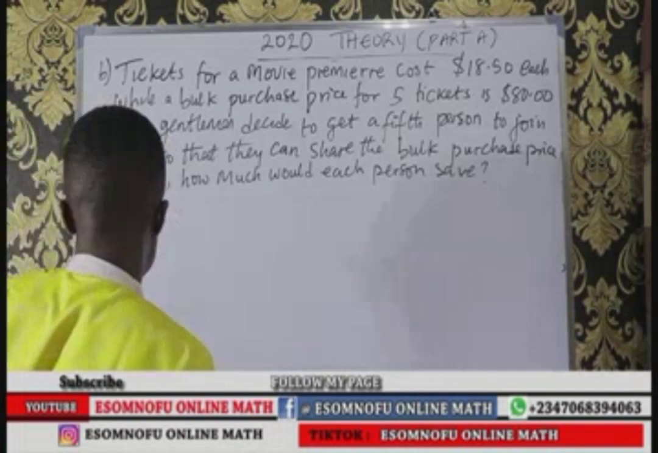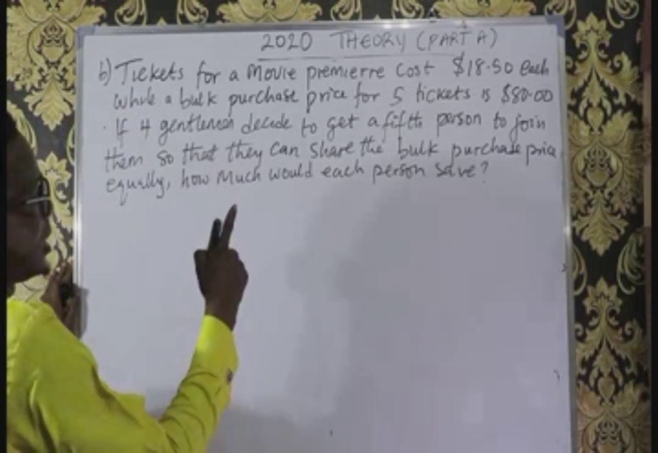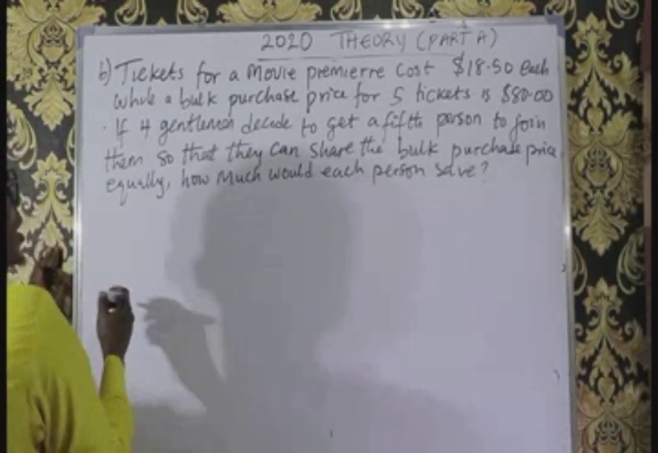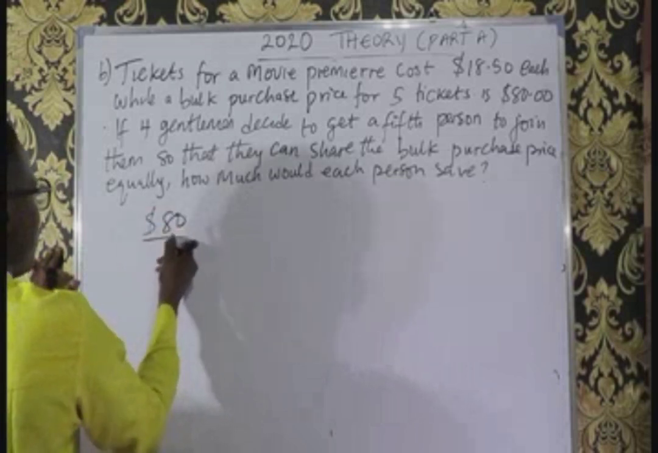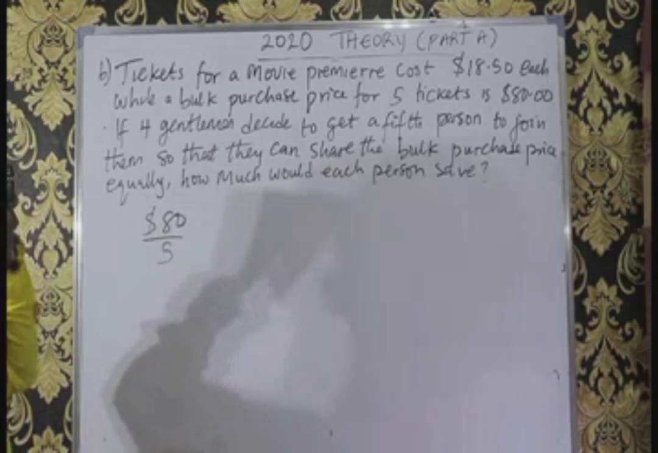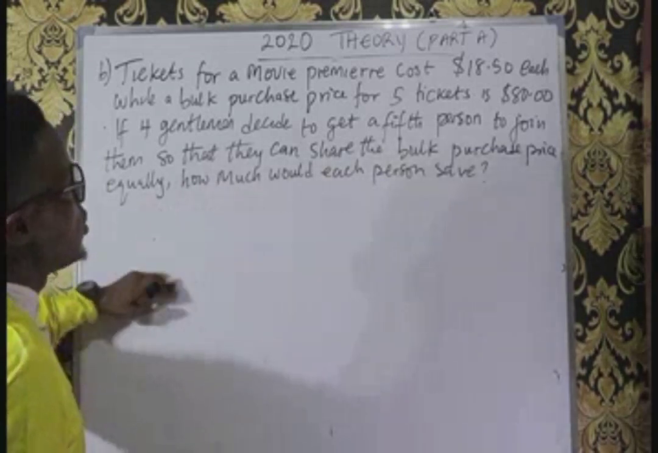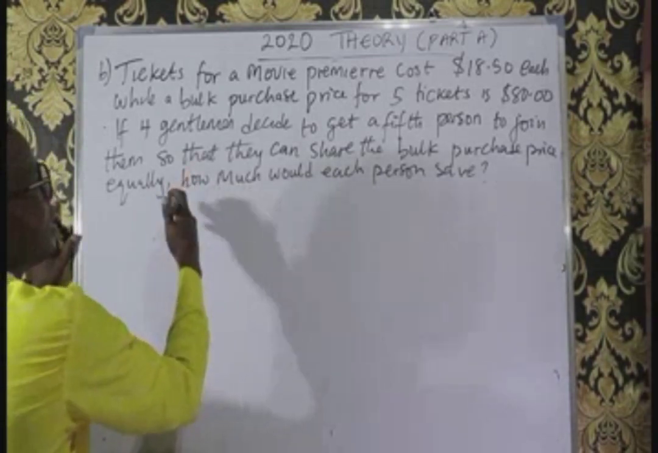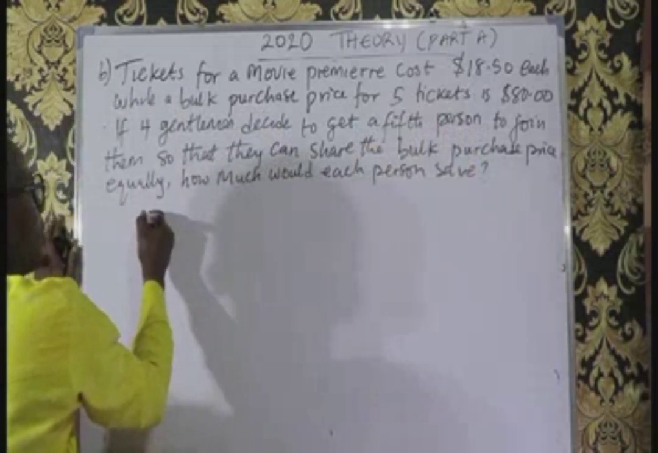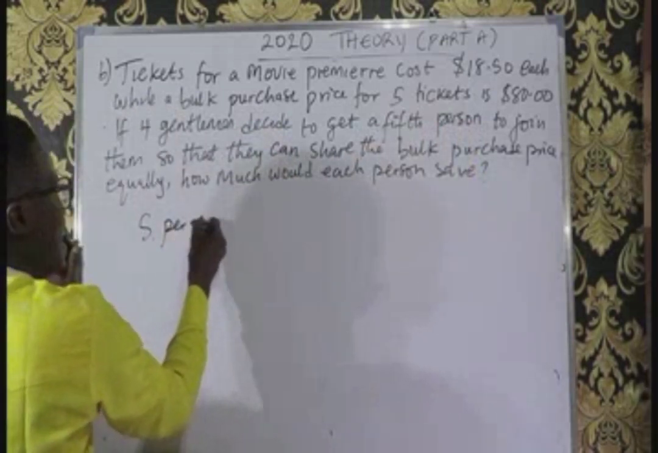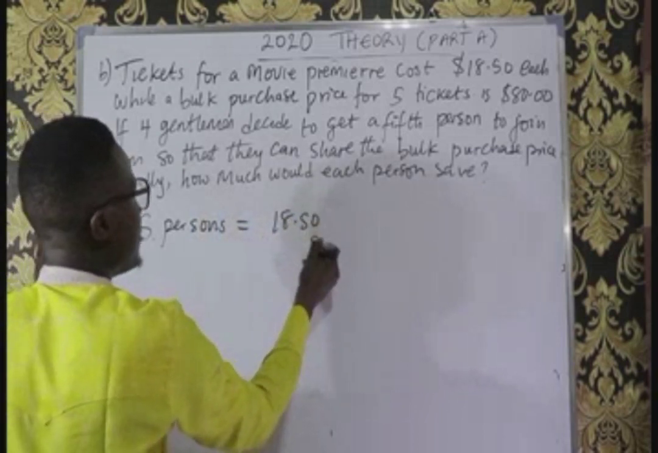To know the amount of money each person will save, first of all, there are $80 there, and there are 5. So you say $80 divided by 5, first of all. Or rather, the best approach to this particular question is to know that since they are 5, assuming they are to buy the tickets one by one, you will now see that it will cost the 5 persons buying it singly 18.5 times 5.